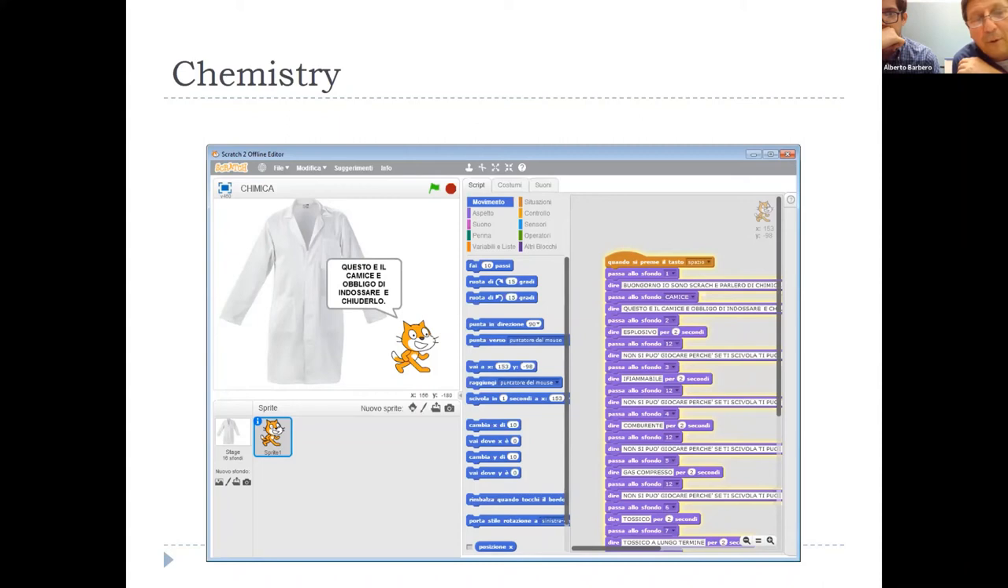When you're going to the lab of chemistry, for example, in this case, Scratch is saying that it's required when you go into the lab to wear the right, I don't remember the name, the right suit, okay? Because you're going to touch liquids and powder. Okay.